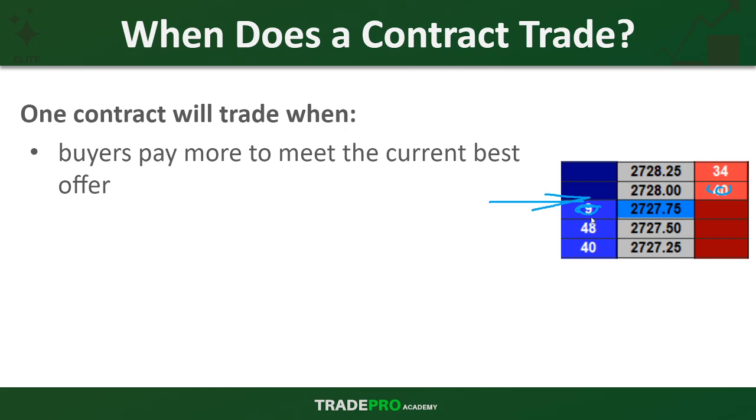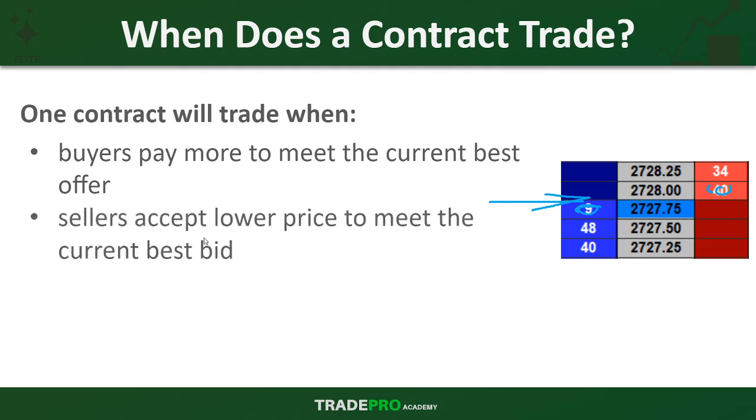These guys at the 9s have to either move up, or the 40s have to move down to accept some of these offers or bids. However, if the 9 move up and only 9 out of these 40 get eaten up, there's not enough room to push them higher unless more and more bids come in and start eating up some of these offers. So sellers accept a lower price to meet the current best bid. That's what another contract will trade.